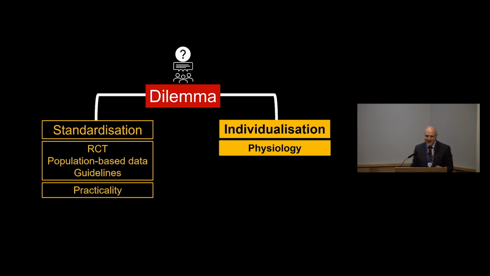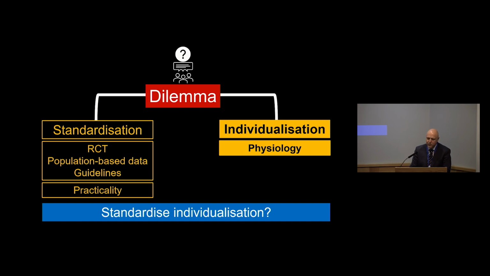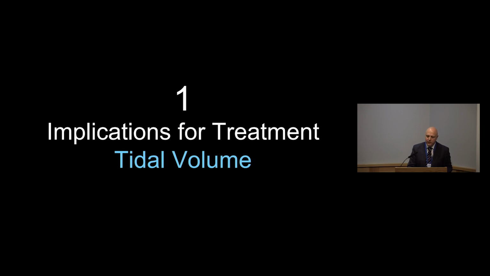what you've seen today or before lunch, essentially we've been struggling, haven't we, between these two options. Either we standardize and we go on RCT and population-based guidelines, which is obviously very practical, or we try and individualize, which is obviously much more difficult. But in a way, we could standardize the way we individualize mechanical ventilation. So the question is, first of all, tidal volume.